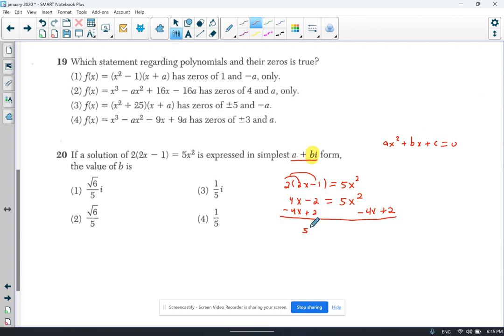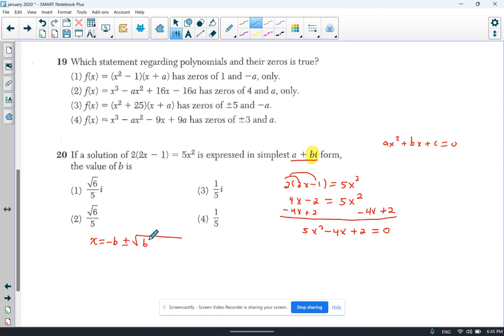When I do that, I get 5x squared minus 4x plus 2 equals 0. So now it's in standard form. Now, I know that this is not factorable. I mean, I could try to factor it, but when they say express your answer in simplest a plus bi form, that's a clue that you're going to have to use either the quadratic formula or completing the square. But we're going to use the quadratic formula because it's slightly easier in this case.